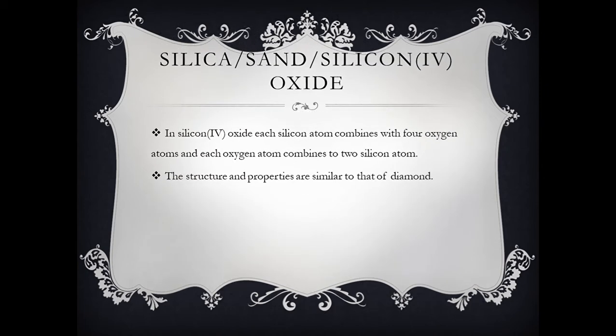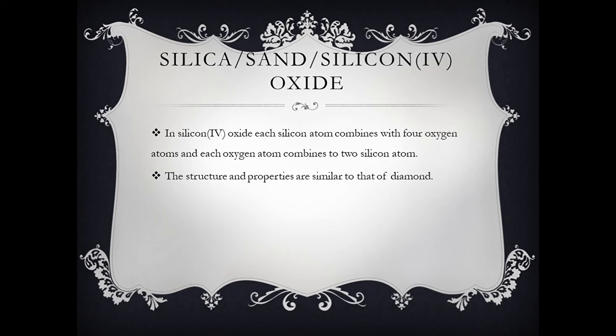Then comes silica or sand or silicon oxide. So we are over with graphite. You must learn that in silicon oxide, each silicon atom combines with 4 oxygen atoms, and each oxygen atom combines to 2 silicon atoms. Now this arrangement, guys, is very important. You must know how the atoms are bonded. In diamond, it was 1 carbon atom to 4 carbon atoms bonded. In graphite, 1 carbon atom to 3 carbon atoms bonded. And in silicon oxide, it's a bit confusing. Around each silicon atom, it combines with 4 oxygen atoms, and around each oxygen atom, it combines with 2 silicon atoms.